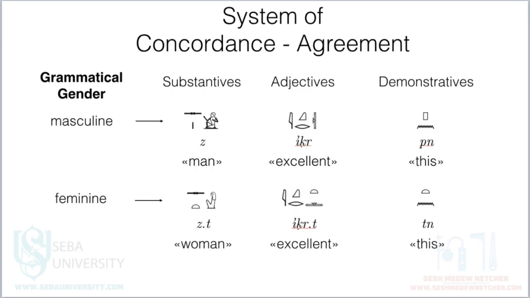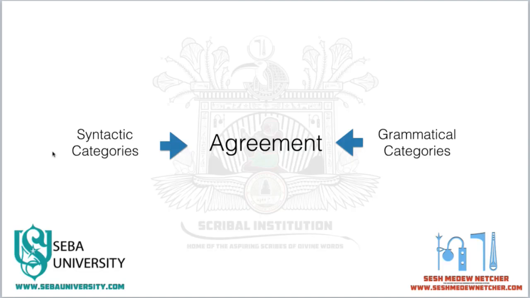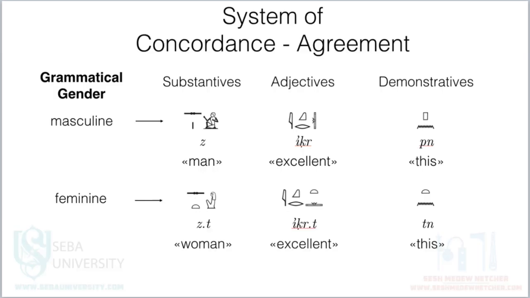So remember that grammatical categories and syntactic categories work together to form a system of agreement. And this is the purpose of gender. This is how gender functions, and we're going to see this. We have the system of agreement, also called concordance. Make sure you take note of that. So on the left-hand side, we have grammatical gender, which are only two in Ranykemet, masculine and feminine.